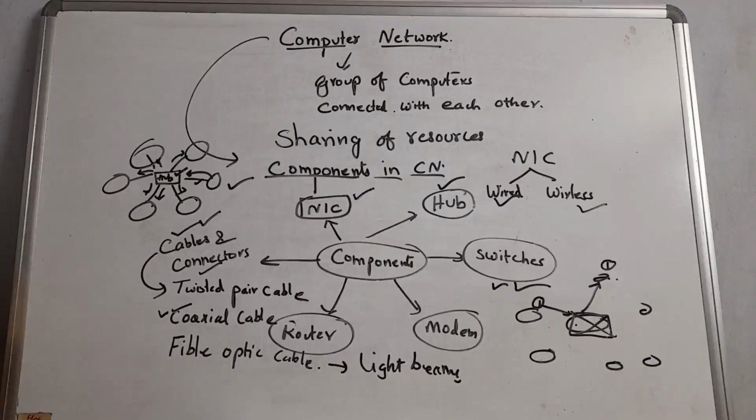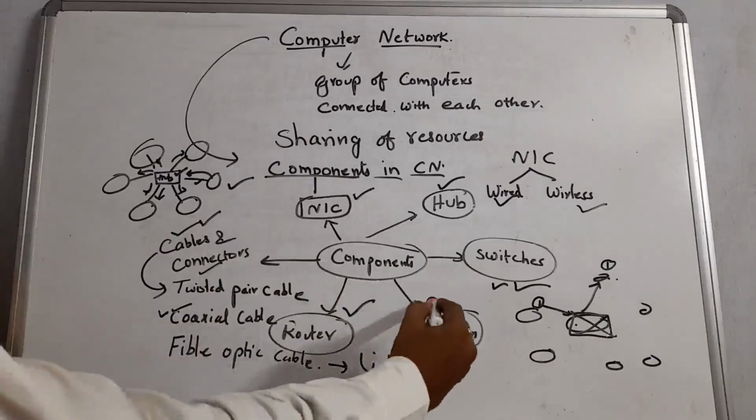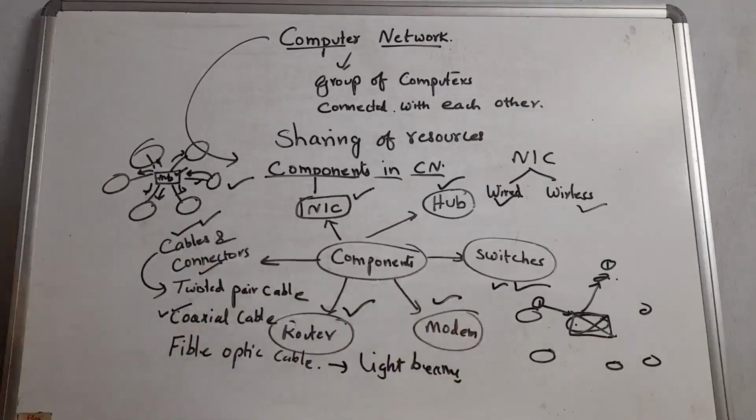The next one is a router. What do you mean by a router? A router is a device that connects the LAN to the internet. This router is mainly used to connect the distant networks or connect the internet to multiple computers. Last one is the modem, and we have got some other components. And coming to a modem, it connects the computer to the internet or the existing telephone line.